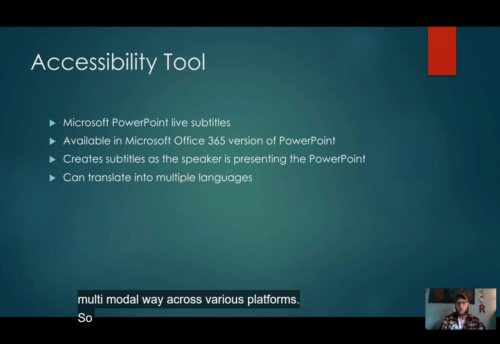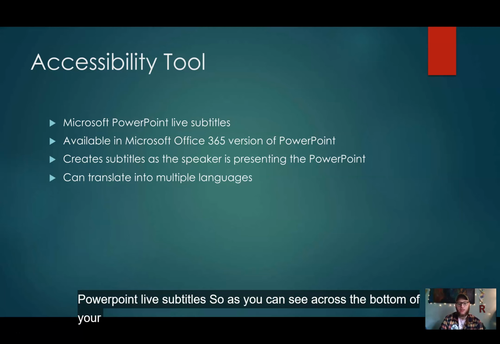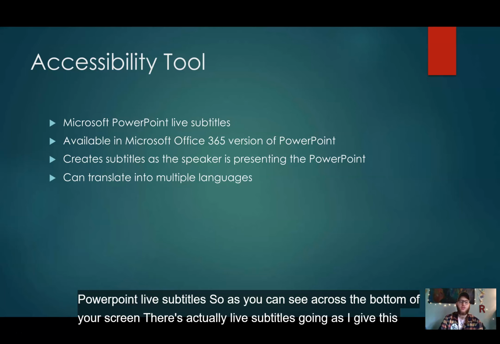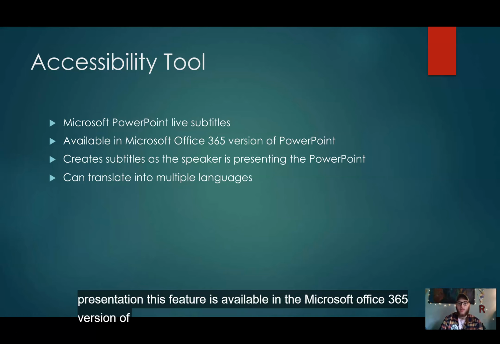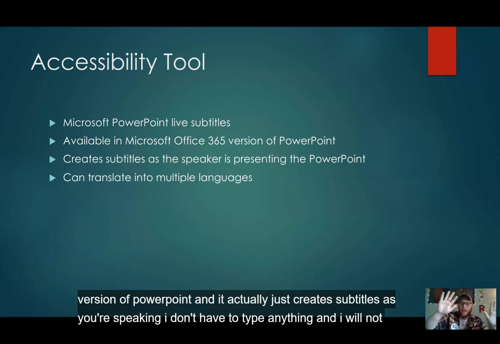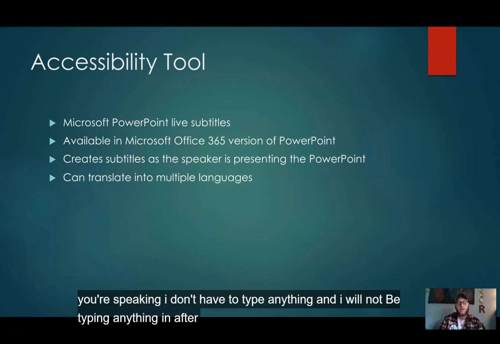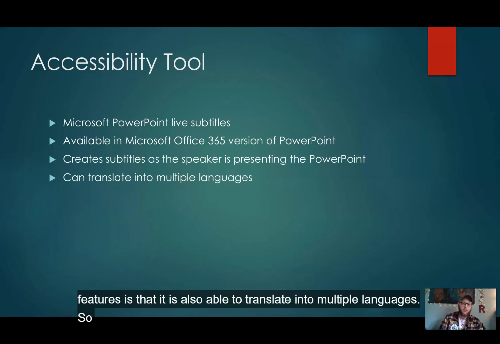So the accessibility tool that I wanted to look at was Microsoft PowerPoint Live Subtitles. So as you can see across the bottom of your screen, there's actually live subtitles going as I give this presentation. This feature is available in the Microsoft Office 365 version of PowerPoint, and it actually just creates subtitles as you're speaking. I don't have to type anything, and I will not be typing anything in after this presentation. One of the amazing features is that it is also able to translate into multiple languages. So that is something to consider for your diverse classroom.